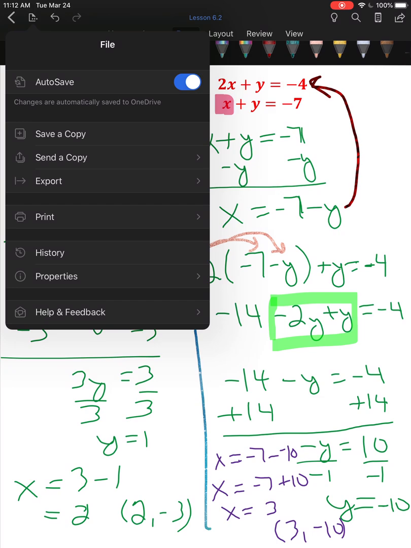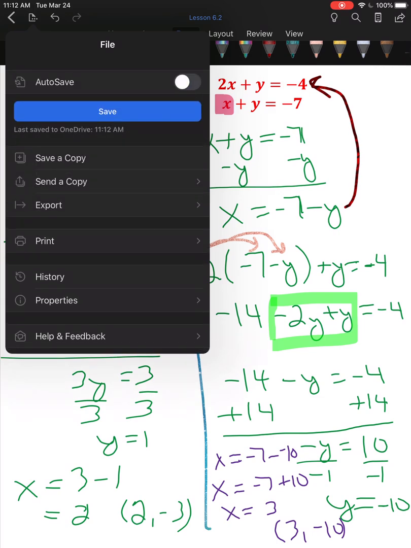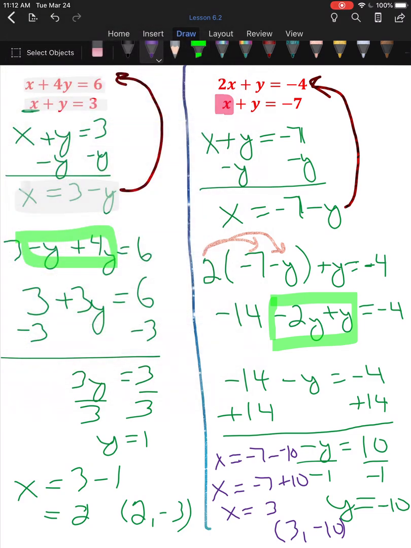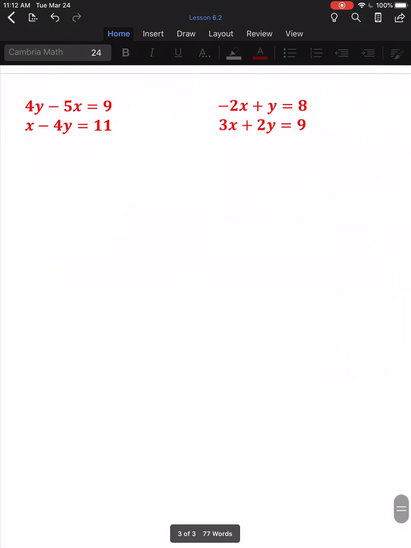I should probably turn autosave off because I don't want it saving this. And it did it already anyway. Oh well. I'll have to go back and delete all this. Not a problem.